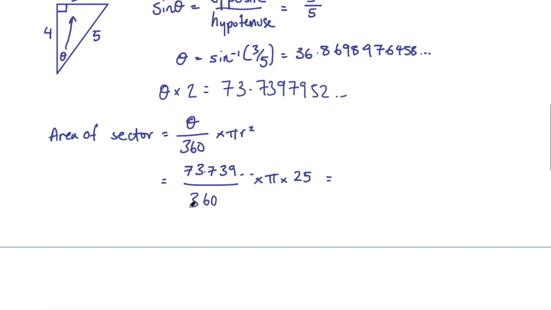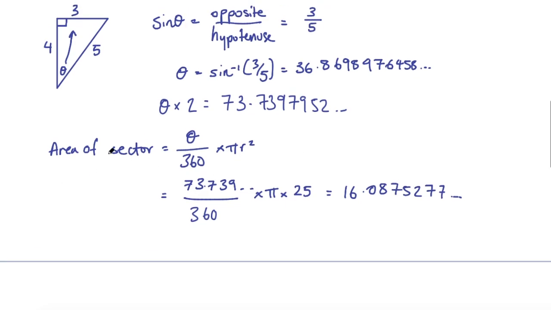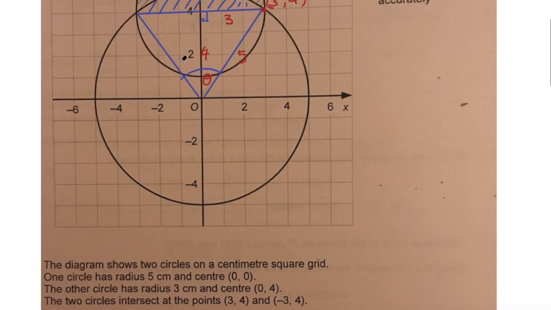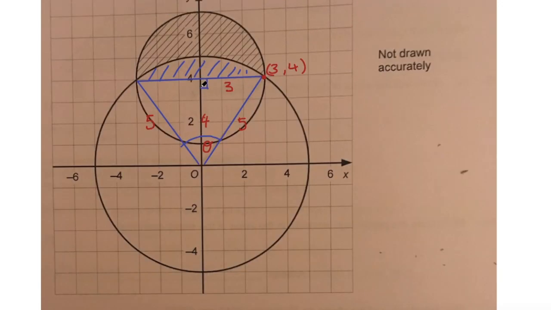Okay, so put all of that into your calculator, 73.7397952 divided by 360 times pi times 25, and that gives you an answer of 16.0875277, and I'll stop there. Okay, now I have the area of the sector. Next I want the area of this triangle. So I have the height of 4 and I know the base is 6 centimeters.